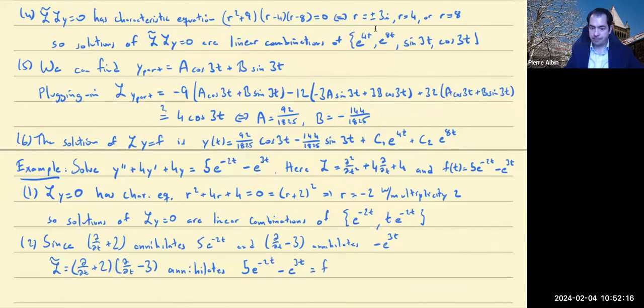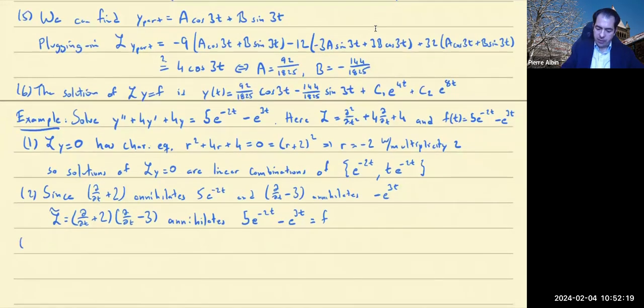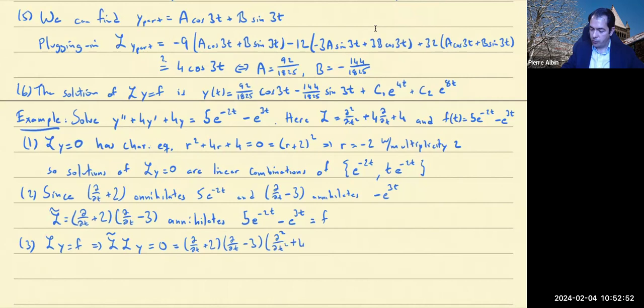Which is F. Okay, step three. The equation Ly equals F leads to the equation L tilde L y equal to zero, right? Which we can write as d/dt plus two times d/dt minus three times L, which was d/dt squared plus four d/dt plus four, applied to y is equal to zero. Okay, so this gives us another homogeneous equation, and we solve that one.